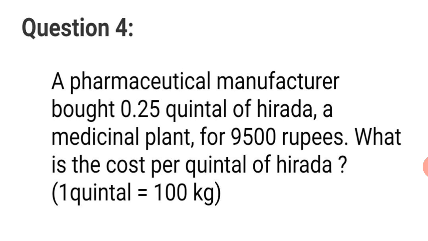Question number 4. A pharmaceutical manufacturer bought 0.25 quintal of Hirada, a medicinal plant, for 9,500 rupees. What is the cost per quintal of Hirada? Now, cost per quintal of Hirada we can find when we divide the total cost which is given by 0.25 quintal. Okay, because we want to know per quintal.